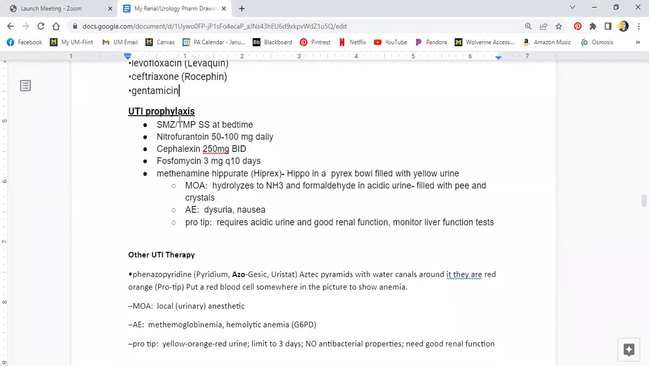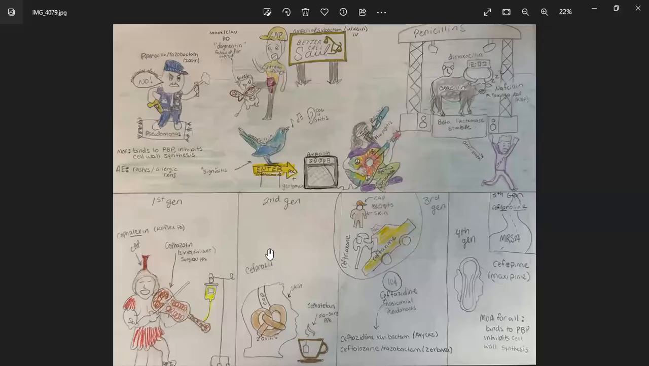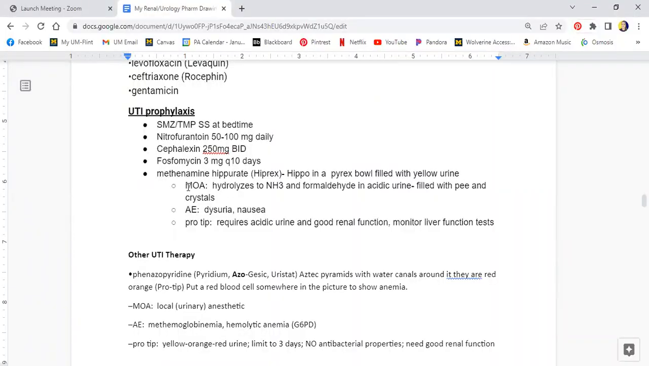There are a lot of things you can do for UTI prophylaxis. So again, you can use Bactrim at bedtime. You can use nitrofurantoin daily. You can use cefalexin, which is another cephalosporin. That's your first gen cephalosporin. And then phosphomycin.